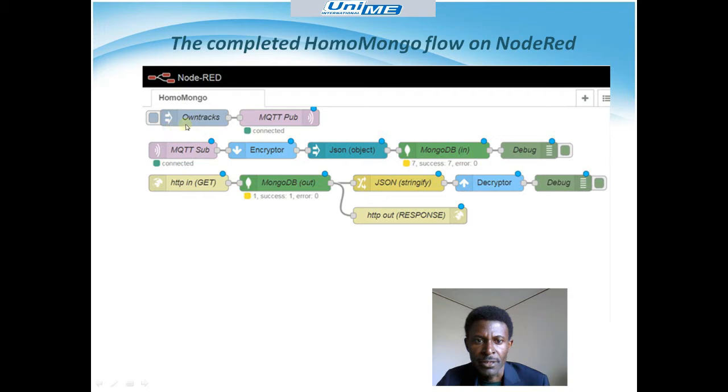Now this is the completed HomoMongo flow on Node-RED. First, the Owntracks publishes to the public broker. I put this just for reference's sake. Then our MQTT subscribes to the message. The message is first encrypted homomorphically.